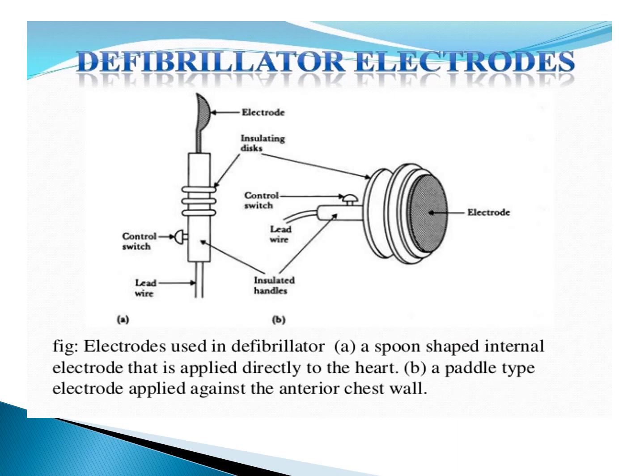And the defibrillator electrodes, you can see that the electrodes will have an insulated handle, lead wire, and a control switch, and the electrodes will have insulating dowels. This is the size of the defibrillator and its parts.